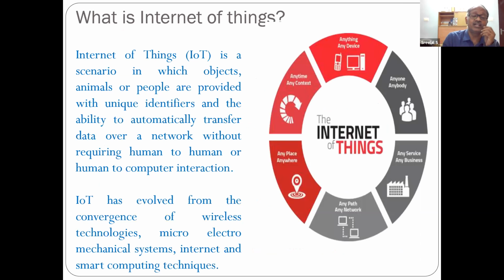Now let us see what is Internet of Things. That is another topic which we are touching upon in this lecture. The Internet of Things is a scenario in which objects, animals, or people are provided with unique identifiers and the ability to automatically transfer data. So IoT has evolved from convergence of wireless technologies, microelectromechanical systems, internet, and smart computing techniques. So IoT is basically a convergence of these various technologies that we have touched upon here.